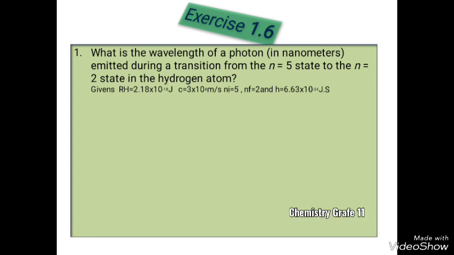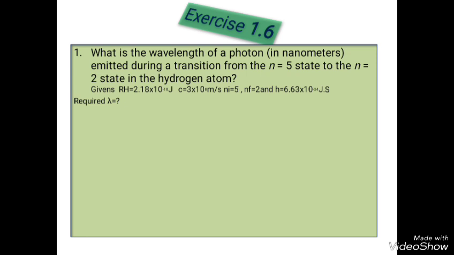Given quantities. RH, or Rydberg's constant, equals 2.18 times 10 to the power of negative 18 joule. Speed of light c equals 3 times 10 to the power of 8 meter per second. Initial energy state equals 5. Final energy state equals 2. And Planck's constant h equals 6.63 times 10 to the power of negative 34 joule second. The required quantity is wavelength, or lambda.